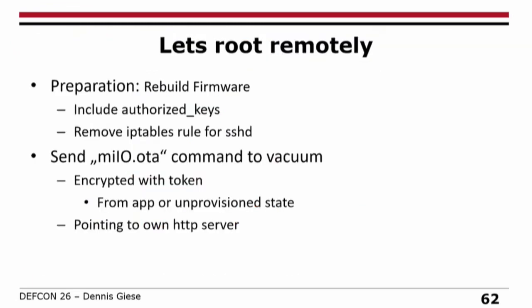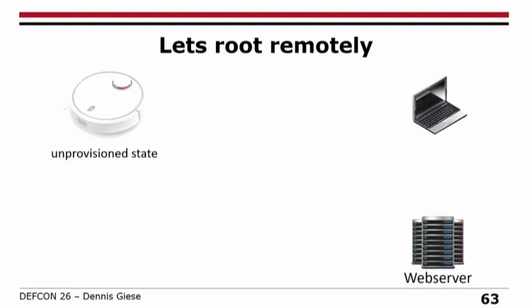Okay, now we have the firmware password, so let's root this thing remotely. We unpack the firmware image and put our authorized key file into it. We remove the iptables rules for IP version 4. And then we just send the update command to the device, encrypted with the token, and point it to our own HTTP server. So this is how it looks.